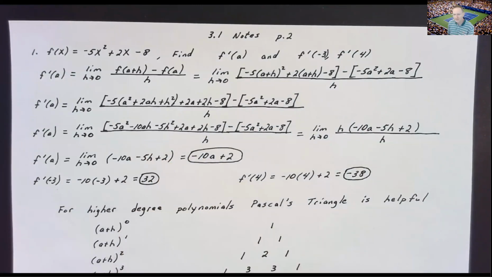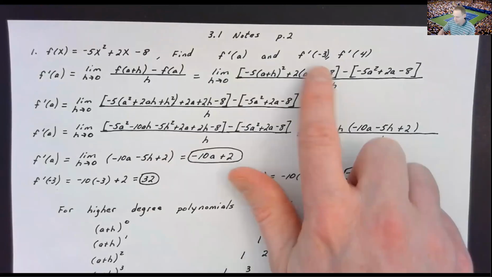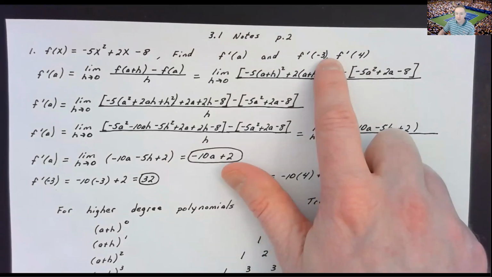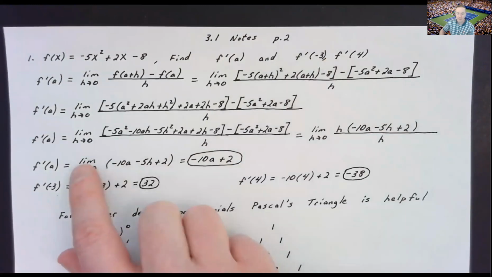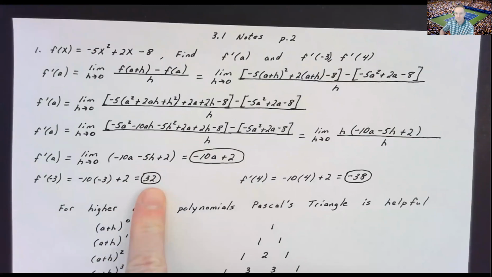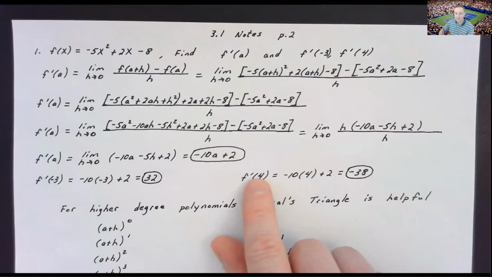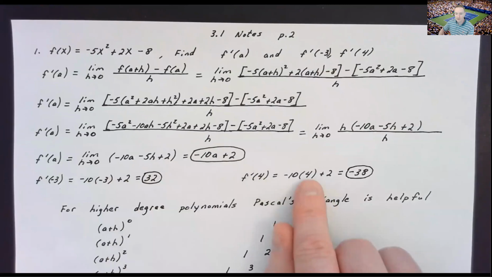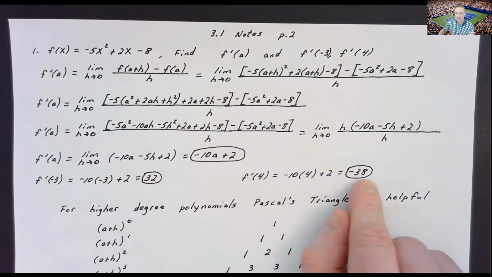Now, if f prime of a is negative 10a plus 2, how do I evaluate that at the other points, negative 3 and 4? Remember, a is just a specific value of x you're interested in. So you'd say, well, I'm interested in negative 3. I plug that in for a. I have negative 10 times negative 3 plus 2. That gives me 30 plus 2 for 32. If I wanted to know the derivative evaluated at 4, it's just going to be negative 10 times 4 plus 2. That's what I did here to get to negative 38.